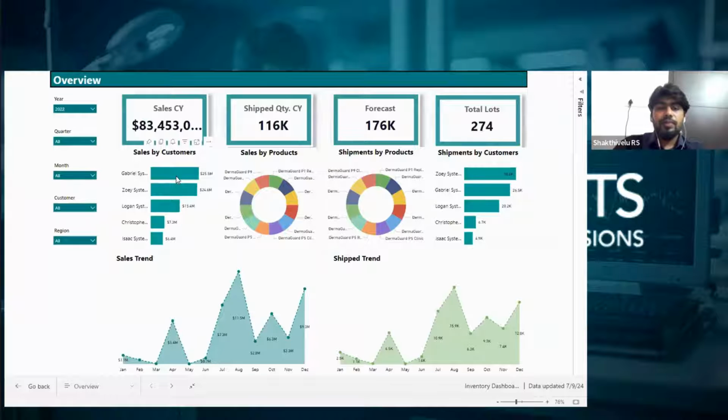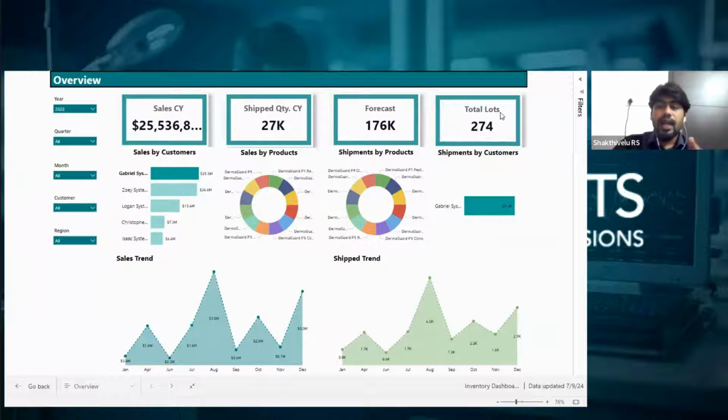So let me just select Gabriel Systems. I understand that they have a total lots of shipment of 274, and I also have a forecast of $176K in the upcoming year. Along with these pie charts, I would also understand what their demand would be in terms of products. The sales trend and shipment trend help me anticipate what the trends might be from the past years, and help me forecast how those stocks will be in demand in the upcoming days.